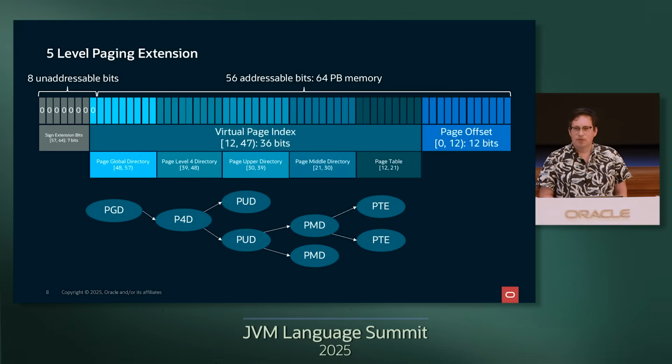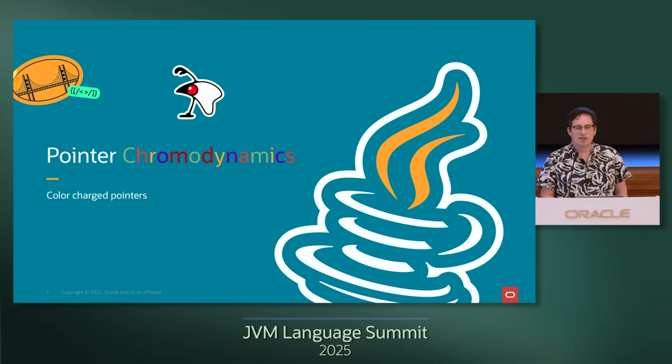Recently, there's been a push also to use 5-level paging. We can churn in yet another level here with another 9 bits, and it gives us a few less colors in the high order bits that are 0. So this is the anatomy of a normal pointer, which takes us to the more interesting thing, which is colored pointers, or as I call it here, pointer chromodynamics.